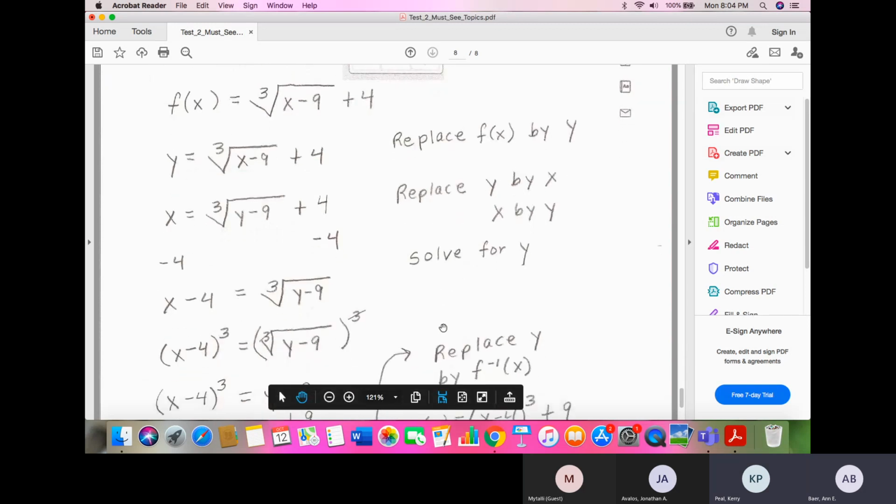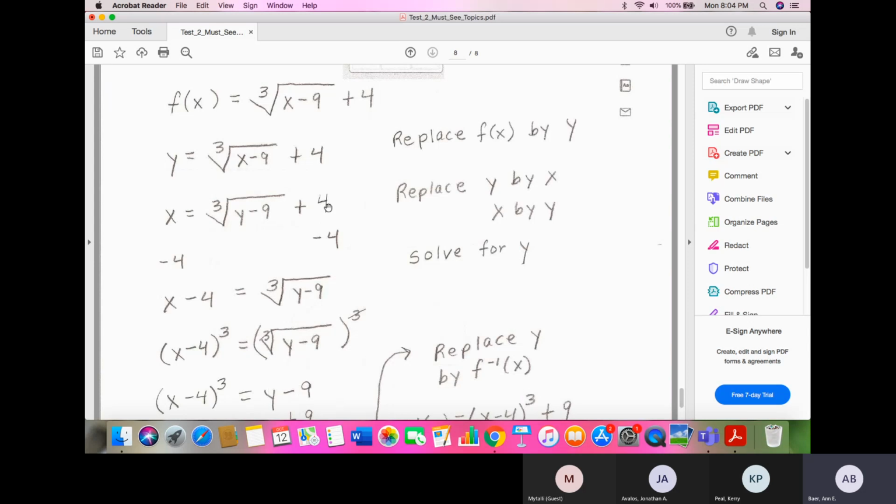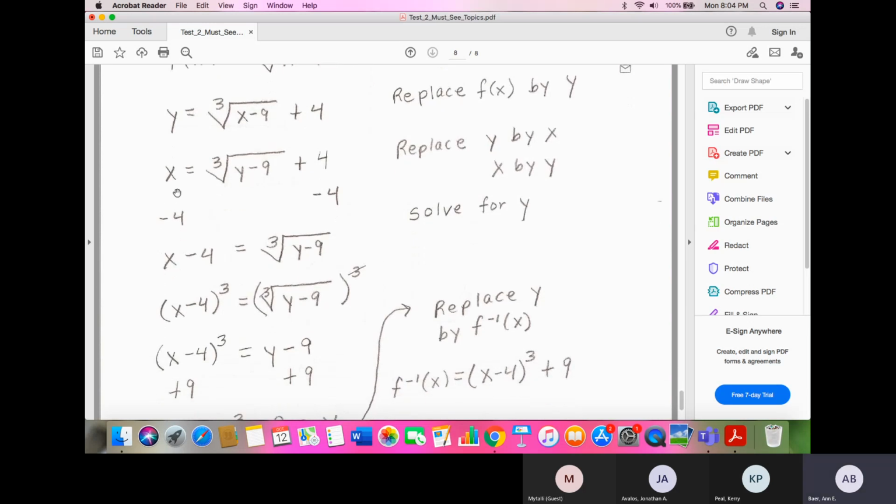Last step, solve for y. So let's move this +4 to the other side, the opposite of adding, subtracting. Subtract 4 from both sides. On this side, we get x - 4.